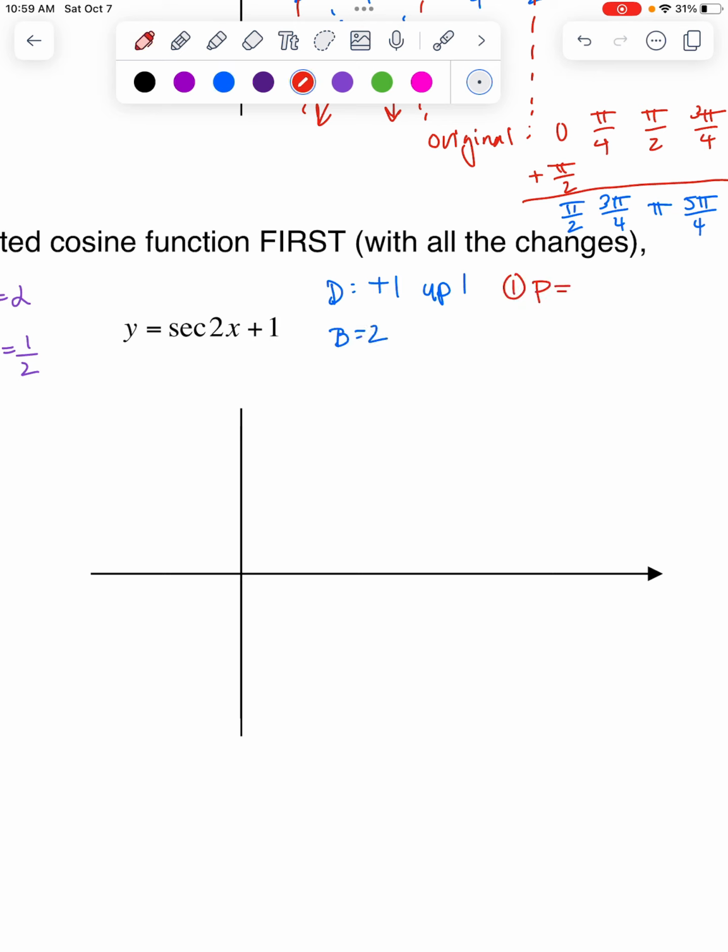We have p is equal to 2 pi divided by 2, so our new period is pi, and then our new units is going to be pi over 4. So I have 0. I'm going to first write it as y is equal to cosine of 2x plus 1. So we have 0, we have pi over 4, we have pi over 2, 3 pi over 4, and pi.